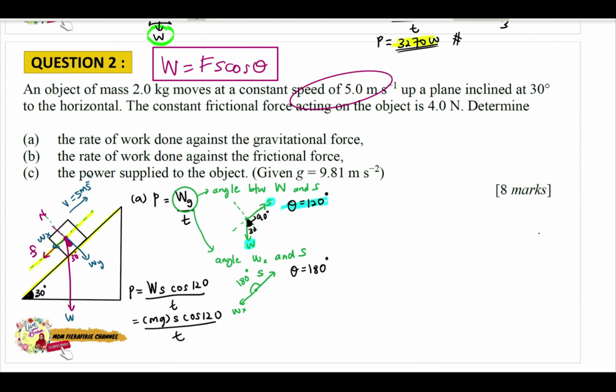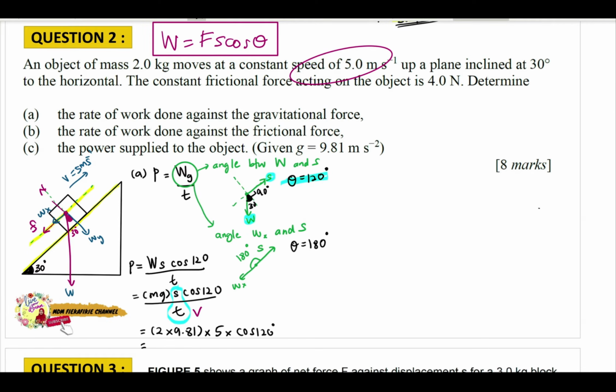But the question does not give us the value of s and time T. But here we have s over T. Remember, s over T is equal to v. Therefore, we can find P is equal to mgv cos 120, where the mass is 2, g is 9.81, times v, s over T is v, times cos 120 degree. So you will get the answer. P here is negative 49.1 watt.